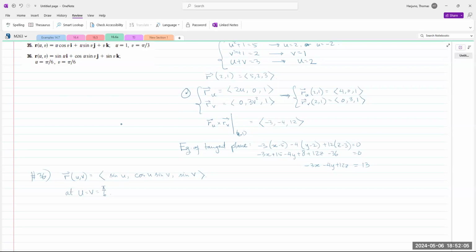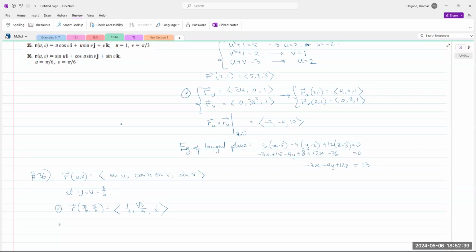Okay, let's do the coordinate first. So pi over 6, pi over 6. That will be sine pi over 6 is 1/2. Cosine pi over 6 is radical 3 over 2. So this was radical 3 over 4, and this is 1/2. Okay, I'm sorry. Yeah, that's right.